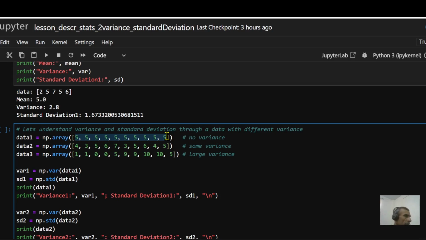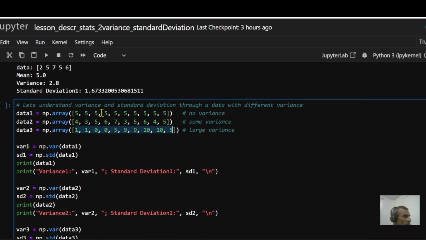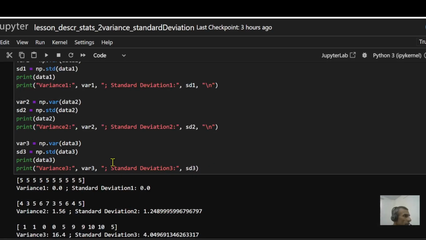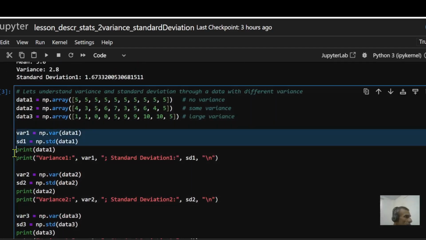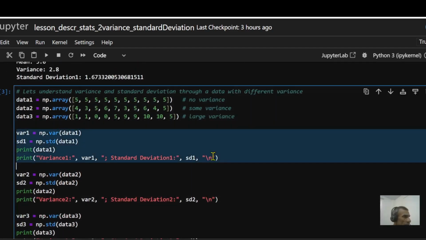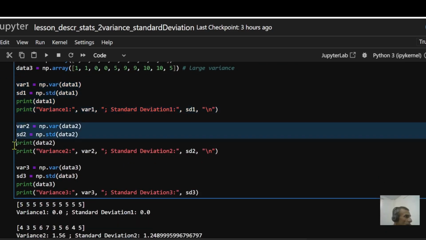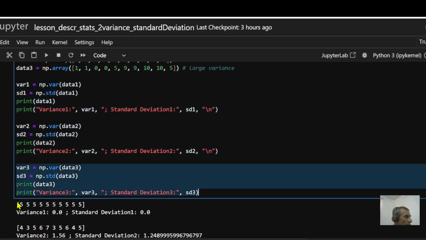In data 2, you see some variance happening. On the other hand, look at data 3: 1, 1, 0, 0, 5, 9, 9, 10, 10, 5. So you can see there is a lot of variation in your data here. So let's try to calculate the variance for each one of them. I'm calculating variance for my data 1, which is right here, and I'm printing my variance for data 1. Then I'm doing the same thing for my data 2 right here, and then data 3.